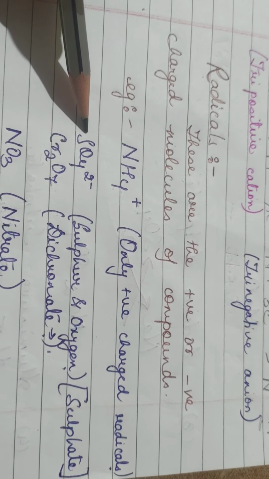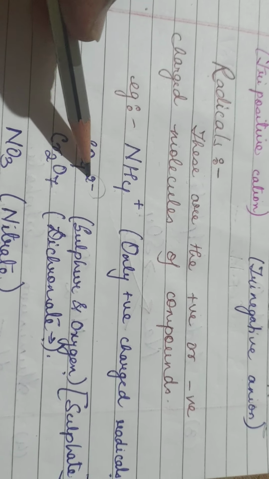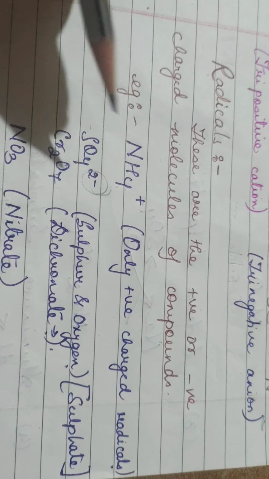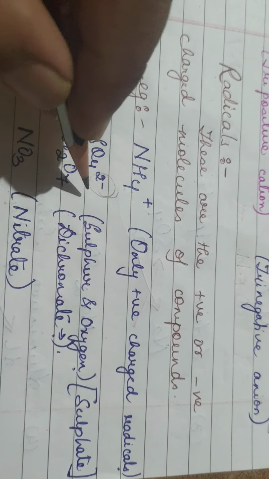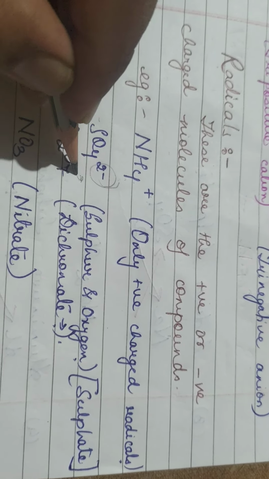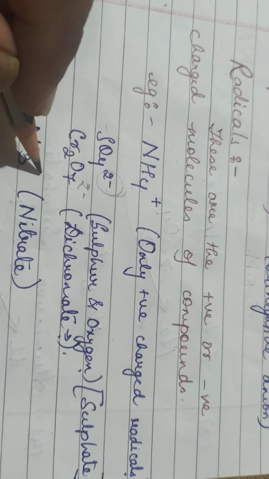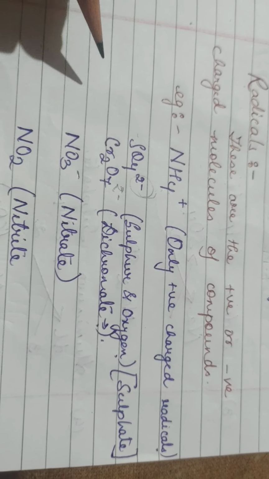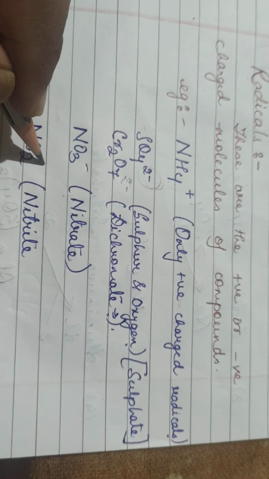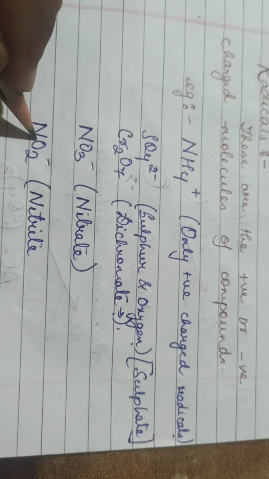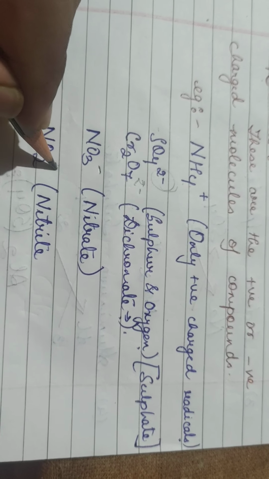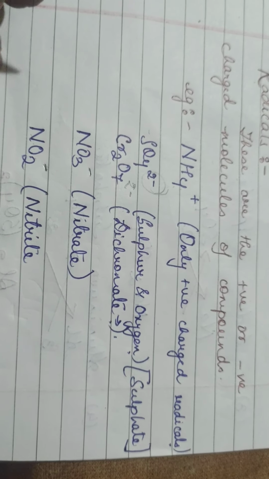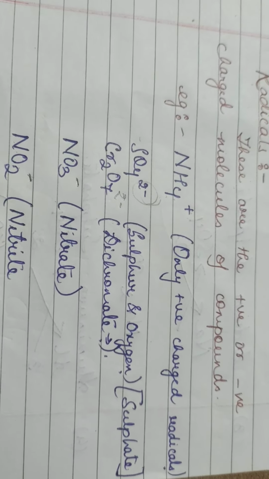Sulfate ion, SO4 2 minus, will possess a minus 2 charge. Dichromate possesses 2 minus again. Nitrate possesses a single negative charge. This is also a radical, the symbol for nitrite, NO2 minus. So these are termed as radicals.